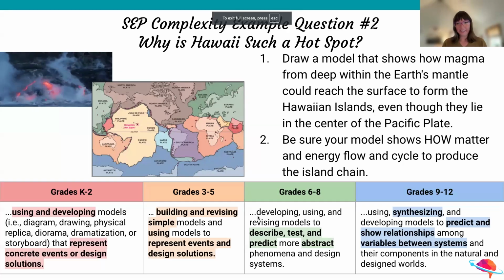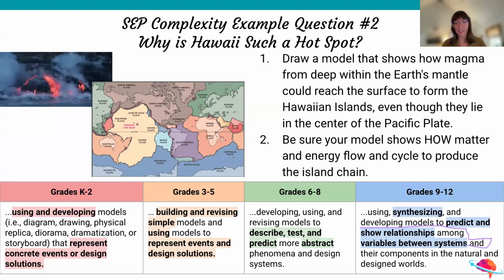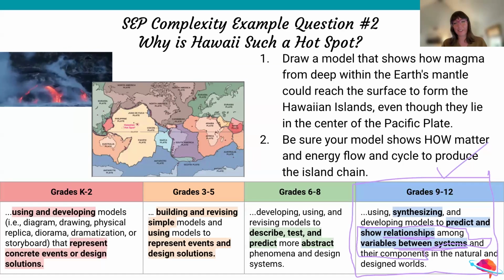The real kicker here, and some people are starting to call this out, is showing relationships among variables between systems and their components. In this case, we're looking at the natural world. So we are asking them to look at the relationship between matter and energy and how that helps us explain the natural phenomenon of the formation of the Hawaiian Islands. So many of you were right. I hope. If I get this wrong, I'm going to be really embarrassed. But many of you were right that, from my content perspective, this is a 9-12 high school question, mainly because of showing relationships among variables in the system or between systems.